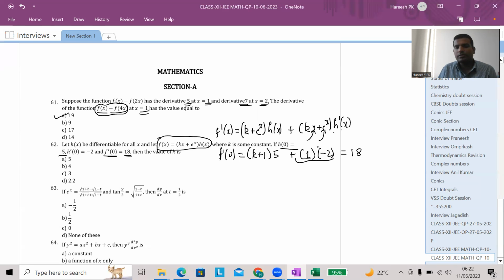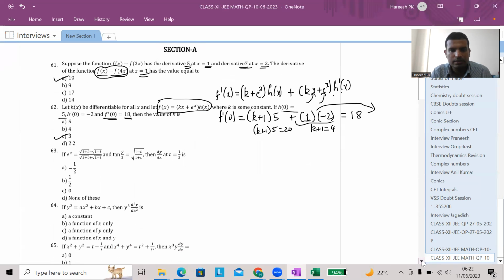And when I transfer this minus 2 to the other side, it becomes 20. So k plus 1 into 5 is 20, or k plus 1 is 4. So k will be 3. That is option C. So again, an easy question, straightforward one. Let's move to the next one.